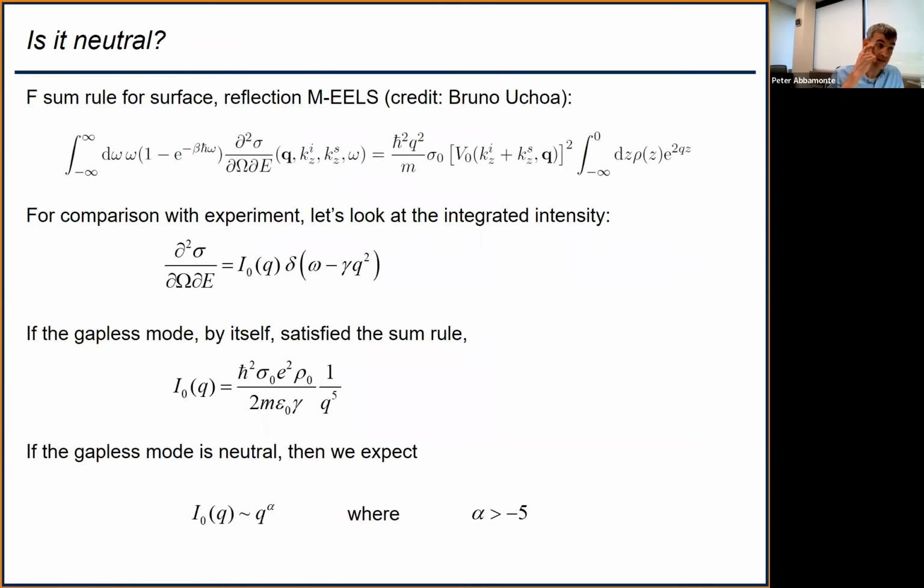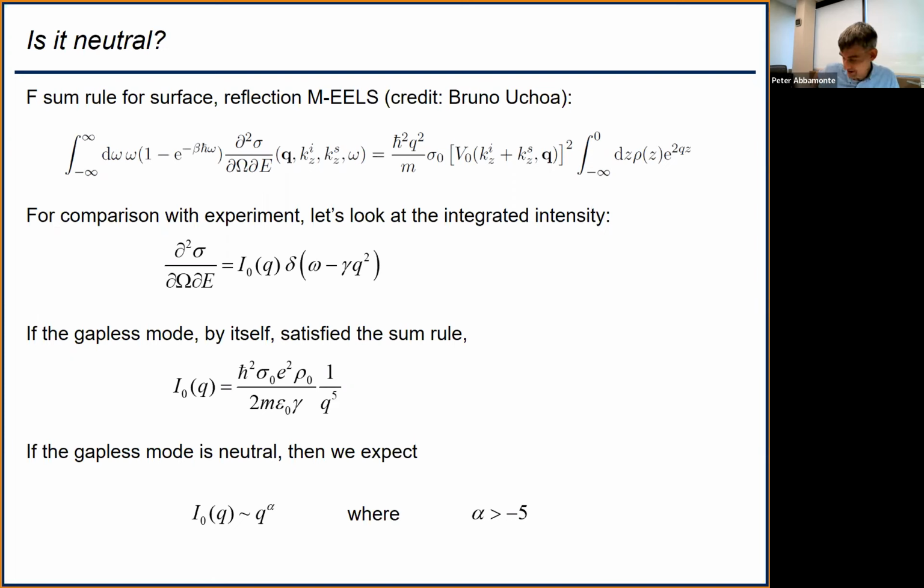Okay, but the real test is, well, at least I think that's already a real test. It's really hard to get a neutral charge excitation in three dimensions. It's really hard to get a gapless charge excitation in three dimensions, but it's important to check the sum rule. So this is now going to get a little bit technical, and if everybody checks out for a minute, that's okay. But we really have to compare the integrated intensity of this thing to what's expected from the F sum rule.